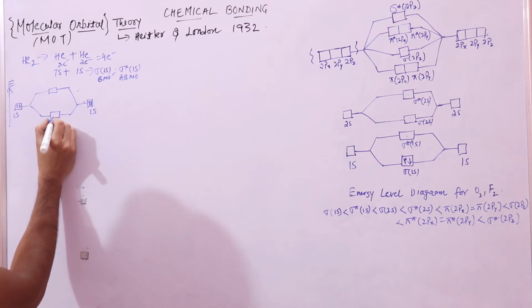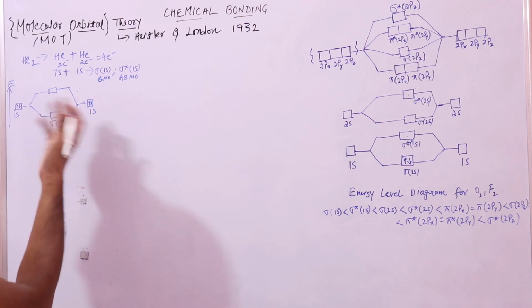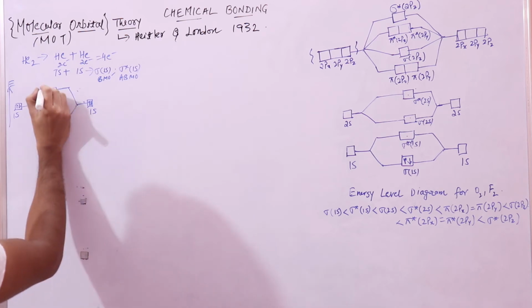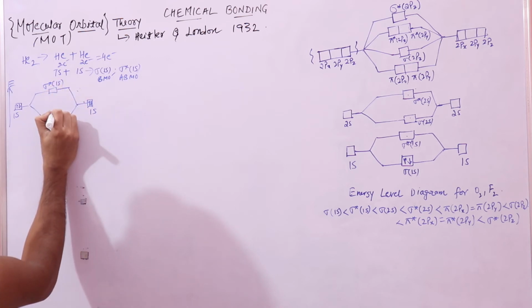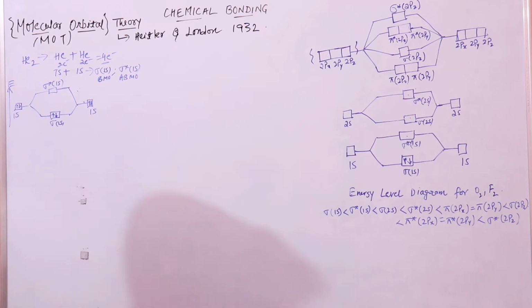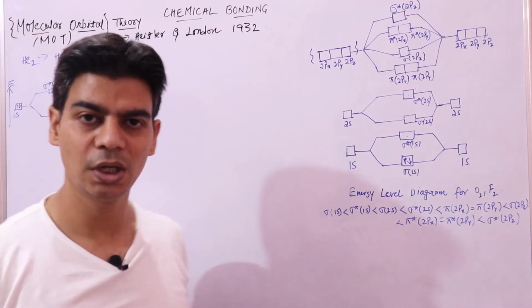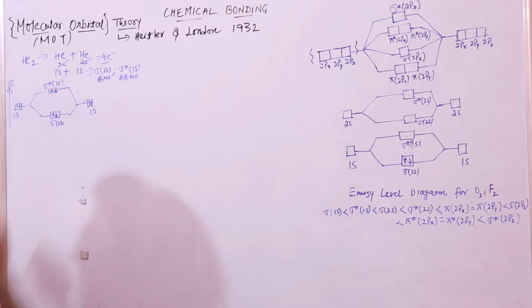Here, because this is a bonding molecular orbital, it has lower energy. This would be the anti-bonding molecular orbital, with high energy. It has a total of 4 electrons, and each orbital can accommodate a maximum of 2 electrons. So 2 electrons will go here, 2 will go here.